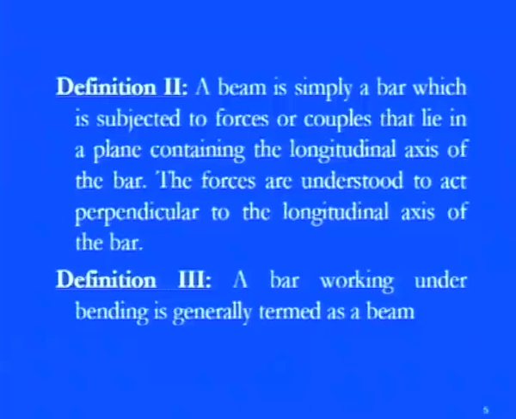And the third definition is: a bar working under bending is generally termed a beam. Whenever we design a beam, bending action always takes place, and we have to see carefully how much bending stress and corresponding strain there is. To design safely, we have to choose carefully how much load is applied and what the bending stresses and strains are under it. So bending is the defining action in a beam, and these three definitions tell us that an object is exactly termed a beam.